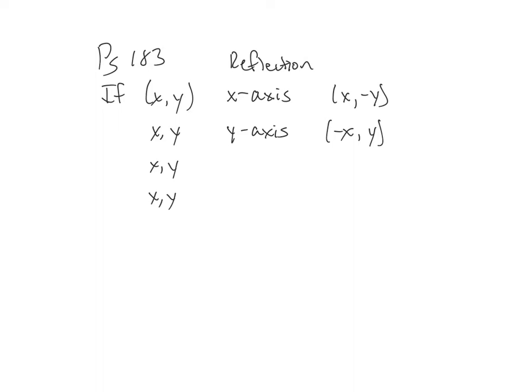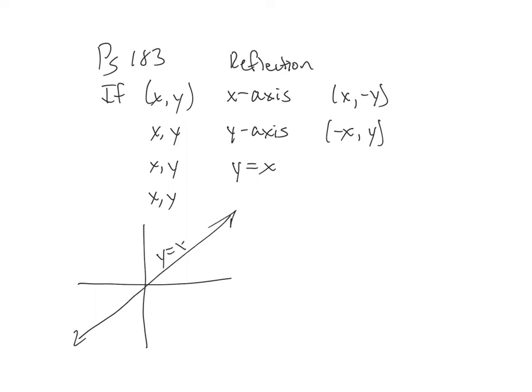Okay, and so here's one that we haven't talked about yet. If we have a reflection in the line y equals x, what does that line look like? This one is y equals x. Then your new coordinate is essentially just switch them. So the x becomes the y and the y becomes the x.